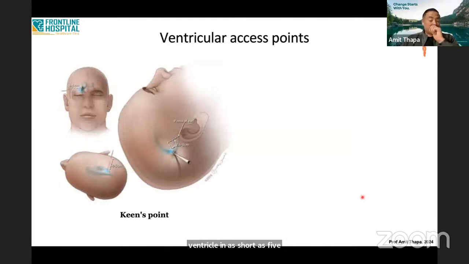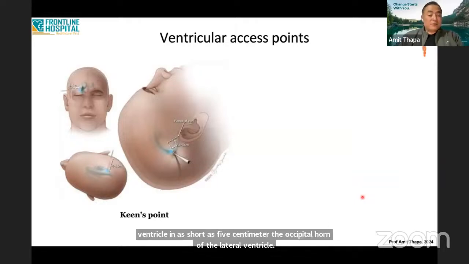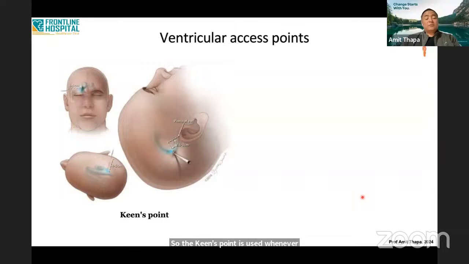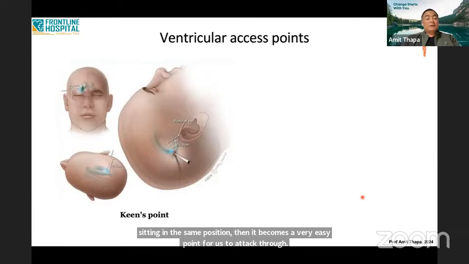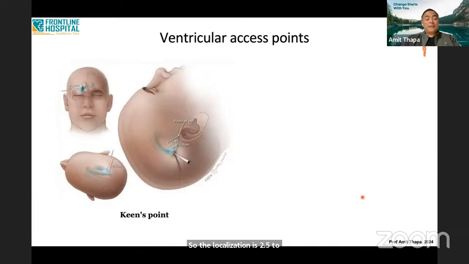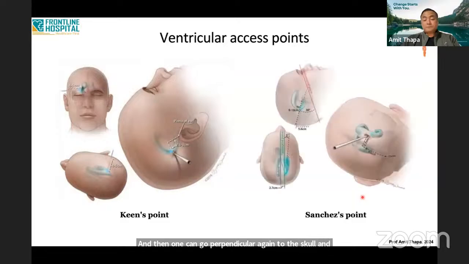So the Keen's point is used whenever we are trying to use an RMSOC or retromastoid technique or some suboccipital craniotomy technique for removing the tumor, and the patient's ventricle has to be drained in the same sitting and in the same position. Then it becomes a very easy point for us to attack through. So the localization is 2.5 to 3 centimeter above the superior most part of the pinna, and then behind it. And then one can go perpendicular again to the skull, and at a distance of 4 to 5 centimeter, one can easily hit the trigone of the ventricle.